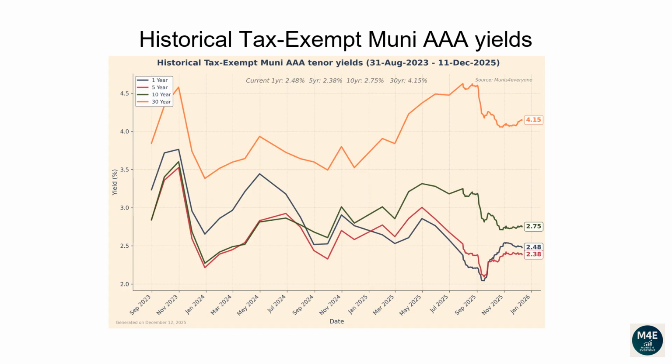This line plot and the next plot show how each tenor of the Muni yield curve has changed over time. From the 31st of August 2023 to the 11th of December 2025, the 1-year yield has dropped from 3.24 to 2.48. The 5-year yield has dropped from 2.85 to 2.38. The 10-year yield has dropped from 2.84 to 2.75. The 30-year yield has increased from 3.85 to 4.15.